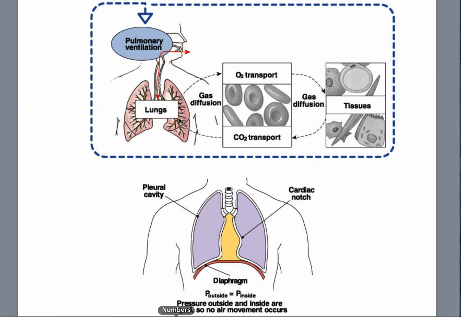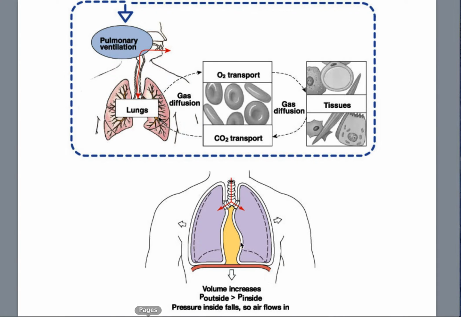So take a look again. In order to move air in, I contract the diaphragm downward. In order to increase the volume, I also can expand the chest. And what expands the chest? We elevate with the external intercostals and we depress the diaphragm.